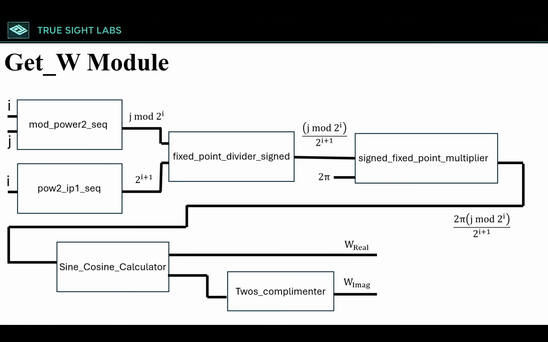To implement those two equations in hardware, we needed dedicated arithmetic modules for each math operation. The block diagram here shows the full chain. You can see I and j come in on the left, and each subblock computes one piece of the formula until we get the final angle, which gets passed into the sine and cosine calculator to produce W real and W imaginary.